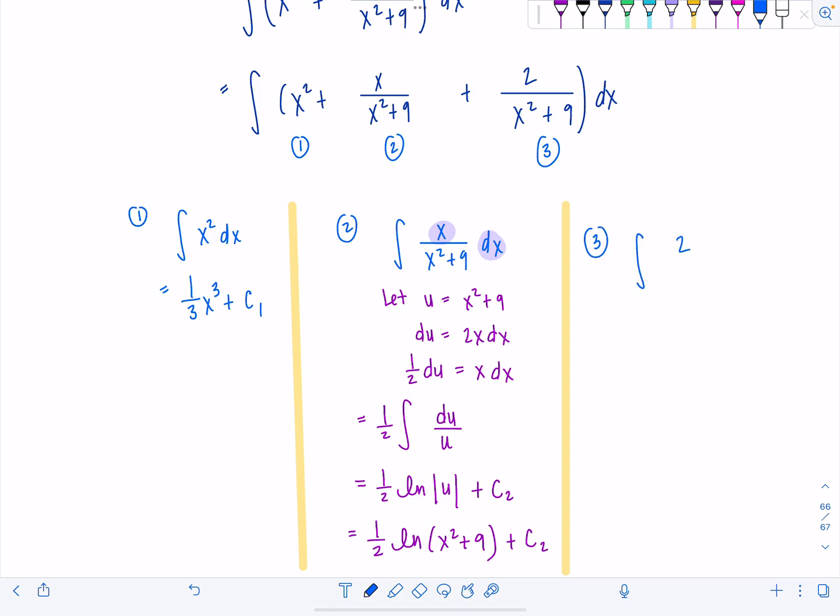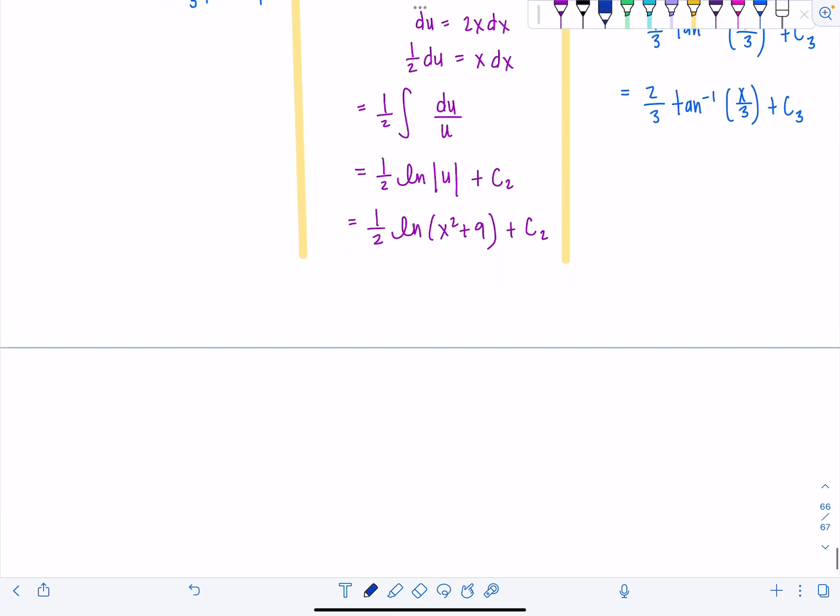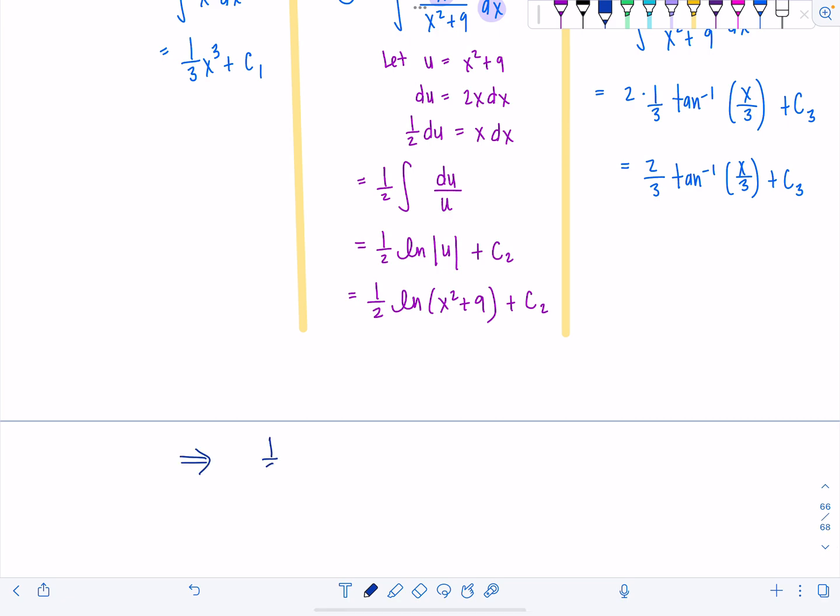So third integral, we have 2 over x squared plus 9 dx. Lovely. The 2's just going to hang out. And then 9, that's 3 squared, so we're going to have 1/3 tan inverse x over 3 plus c3. And then just clean it up. That's 2/3 tan inverse x over 3 plus c3. All right, now we can put it all together. Grand finale. Ooh, our antiderivative is 1/3 x cubed plus 1/2 ln of x squared plus 9 plus 2/3 tan inverse x over 3 plus c.